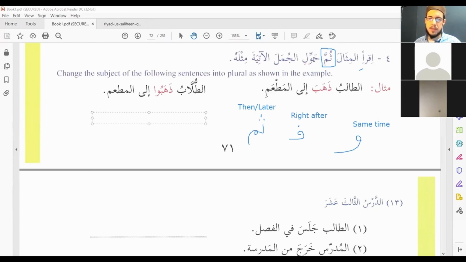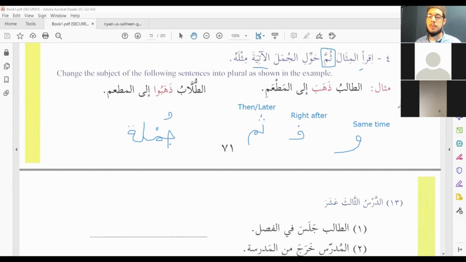Hawil, we talked about that. That's a form 2 command from hawala, yuhawwilu, hawil. Al-jumala, jumal is the plural of jumlatun, which is a sentence. Jumlatun is a sentence, and jumal is the plural of that. Obviously it's a broken plural. Al-atiyata mithlahu. Al-atiyata is the following, and mithlahu is just like it. We'll get into that later.